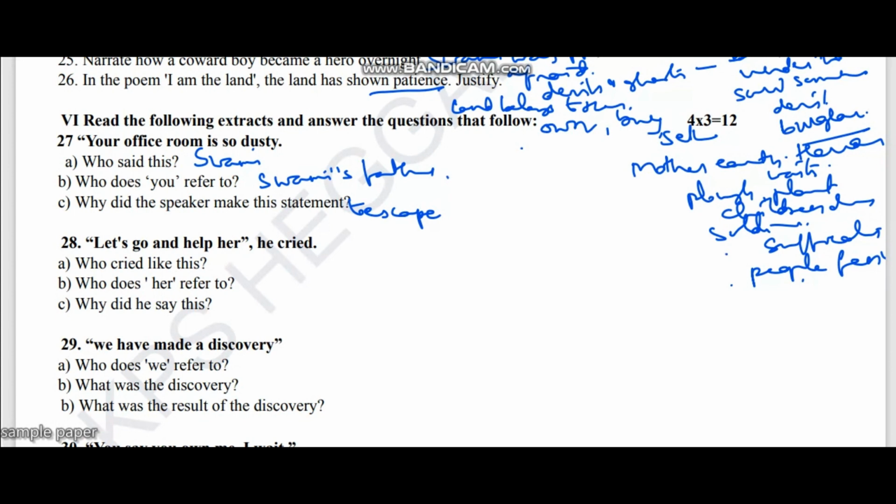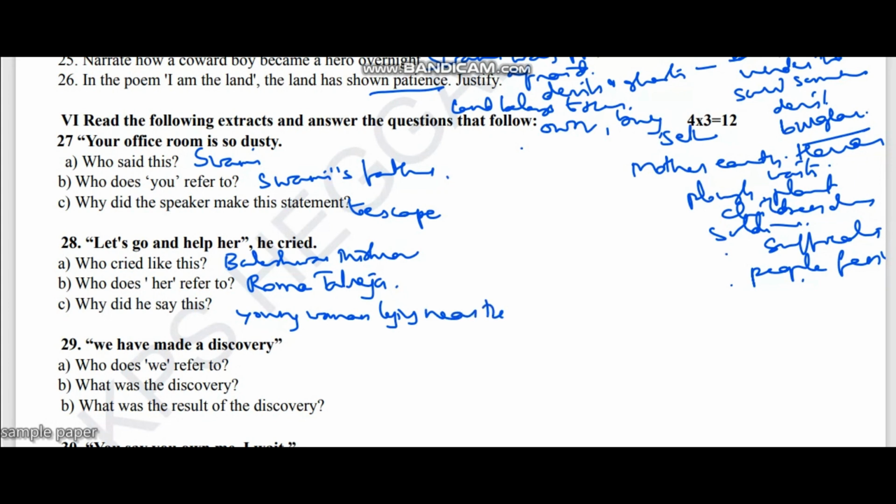Let's go and help her, he cried. Who cried like this? Baleshwar Mishra. Who does her refer to? Her refers to Roma Talreja. Why did he say this? Baleshwar, from the opposite train, had seen a young woman lying near the tracks. So that's why he cried out, let's go and help her.